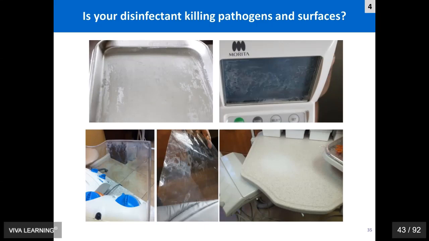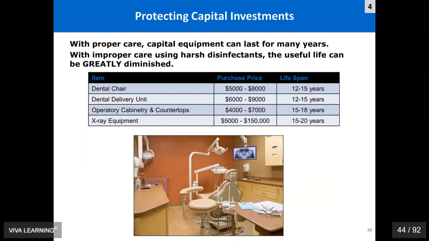So I like this slide because I say, is your disinfectant killing pathogens and surfaces? In other words, what about your expensive equipment? This is just some general cost. You know, dental chairs, $5,000 to $8,000. Dental units, $6,000 to $9,000. Operatories, cabinetry, countertops, and that's probably on the low side, $4,000 to $7,000 per operatory. X-ray equipment, if it's a basic periapical machine, it could be $5,000. It could be up to $150,000 to $200,000 for a cone beam machine or a CAT. So this is expensive stuff.